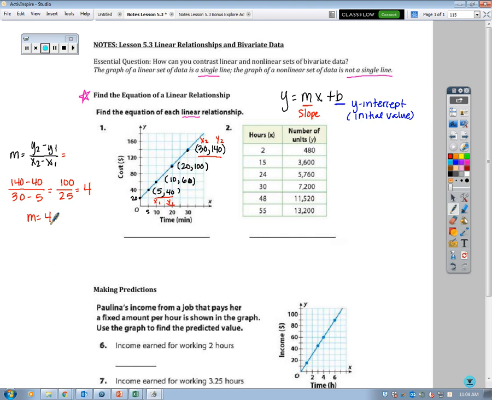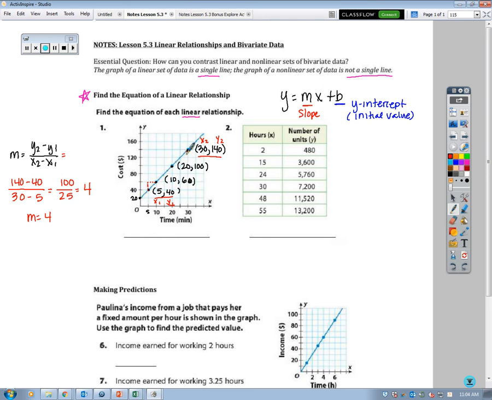And you can use this on the graph too. You can always just count your rise over run, right? So I could have counted here. My rise from 40 to 60 would be 20, and my run is 5, right? So that'd be 20 over 5, which also simplifies to 4. So I could have picked any of these points and found the slope by just counting on the graph also.